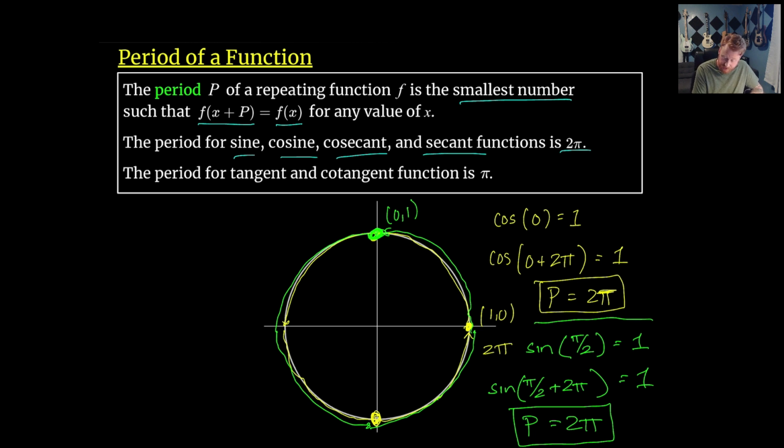Okay, so there's cosine and sine, and with those come along cosecant and secant. They have the same period, and I'm just going to lump those in, and we can think about that more as we look at the graphs of these later on.